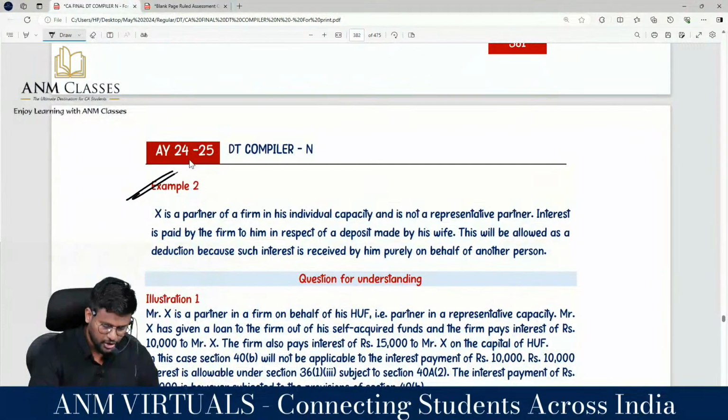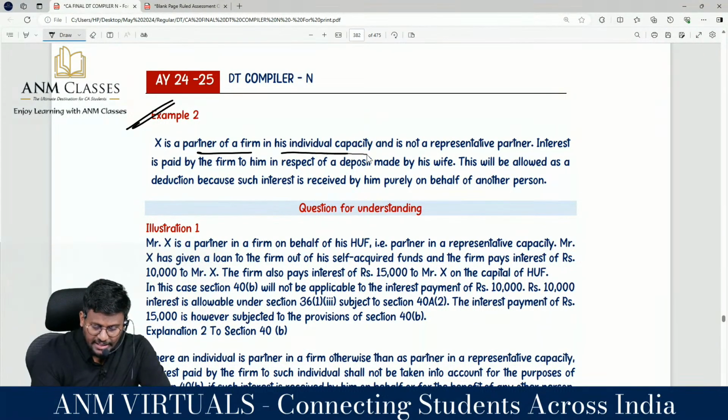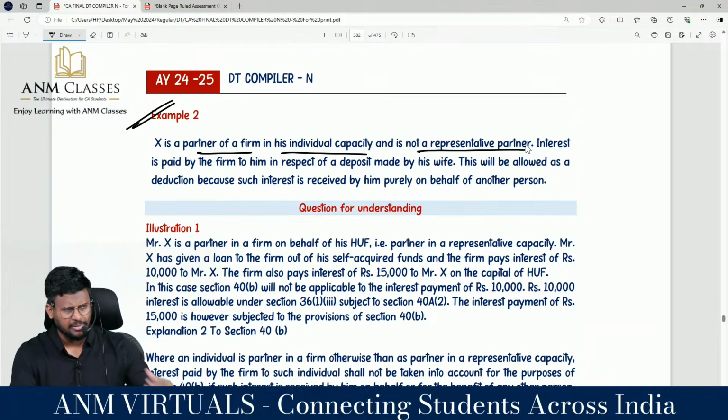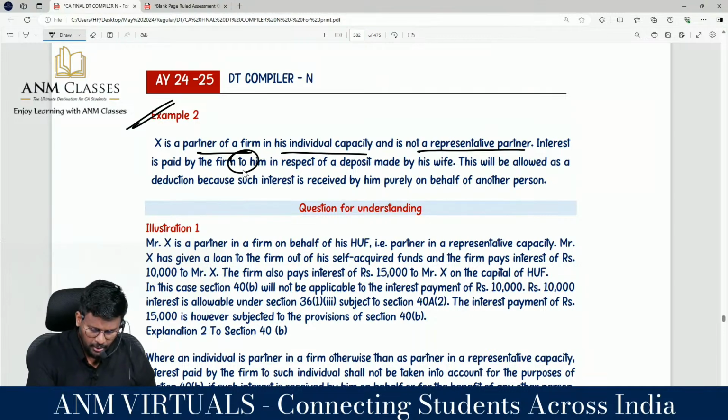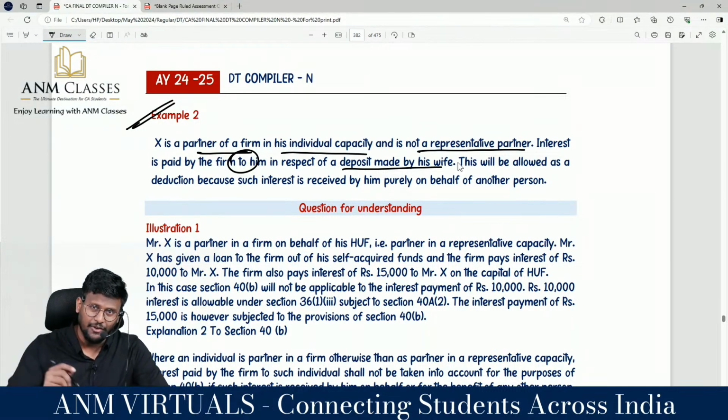I am reading one more example for your benefit. X is a partner of a firm in his individual capacity and not as a representative partner. That means I am a partner in a partnership firm. Interest is paid by the firm to him in respect of a deposit made by his wife. So, interest has been paid. Who made the deposit? The wife has made the deposit.